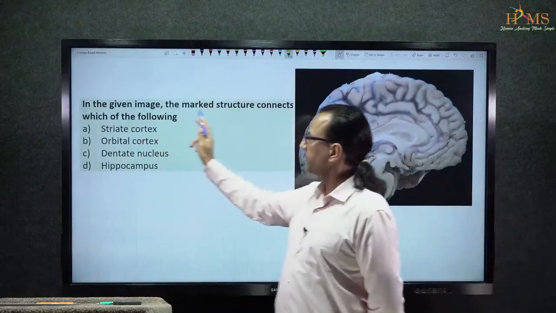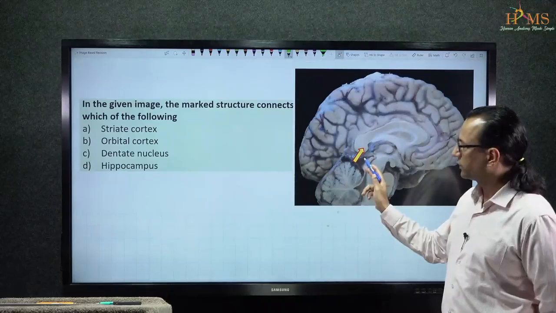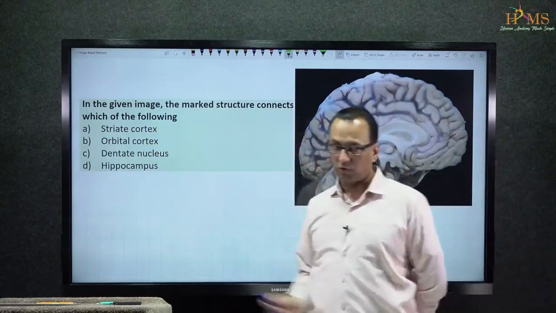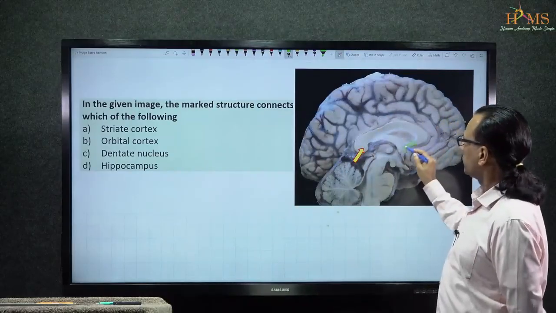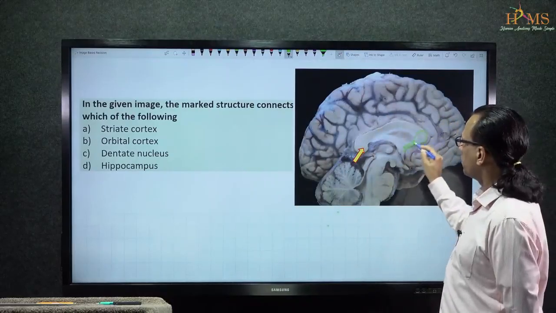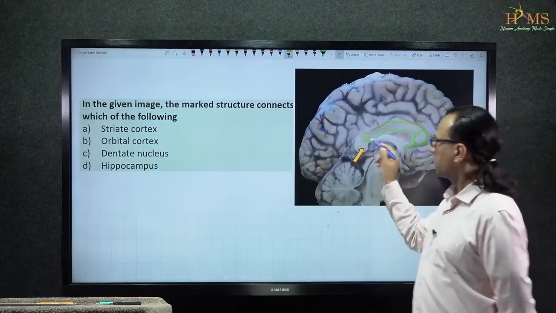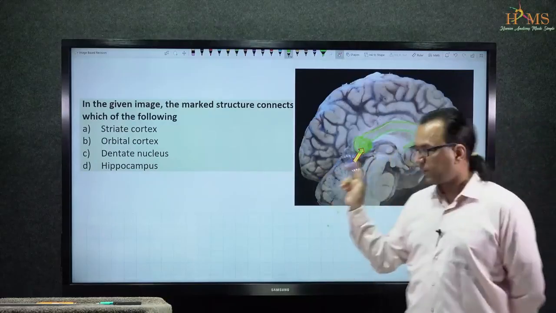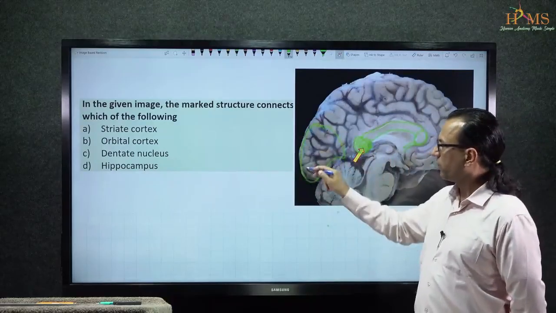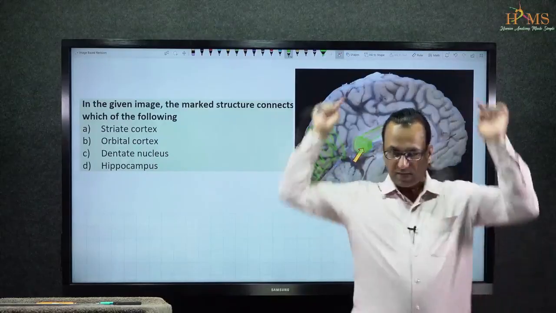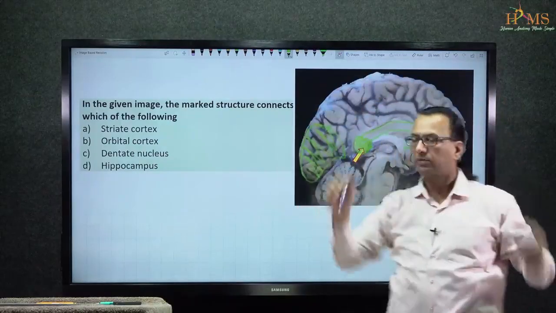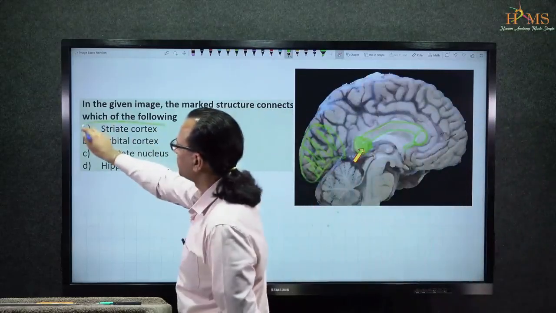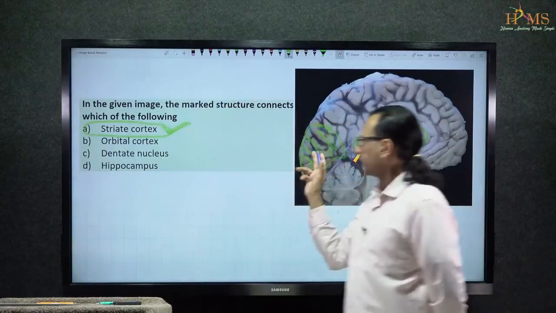Presently, it is some image where we have to look at the marked structure, which is nothing other than the corpus callosum, and asking which of the following it is going to connect. Here you will find this is the rostrum of the corpus callosum, this is the bend called genu, and then you have the trunk of the corpus callosum, and then you can also see the splenium. Splenium part of the corpus callosum is what they are marking, and splenium is connecting the occipital lobe of the right-sided brain with the left-sided brain. The commissural fibers crossing will be found in the splenium part of the corpus callosum. So the answer should be striate cortex or the occipital visual cortex as such.